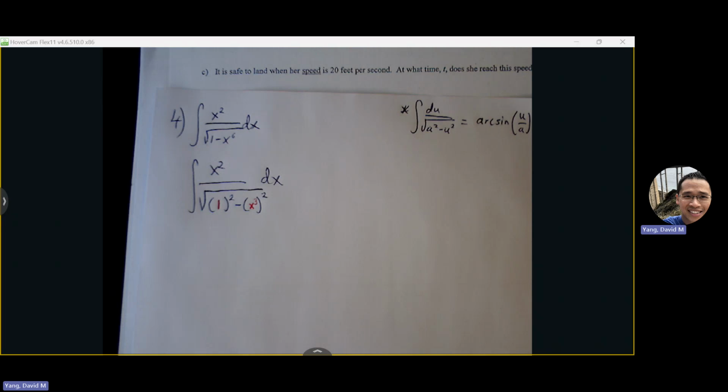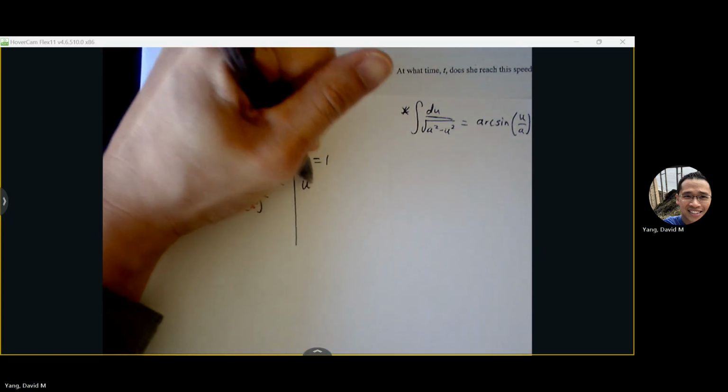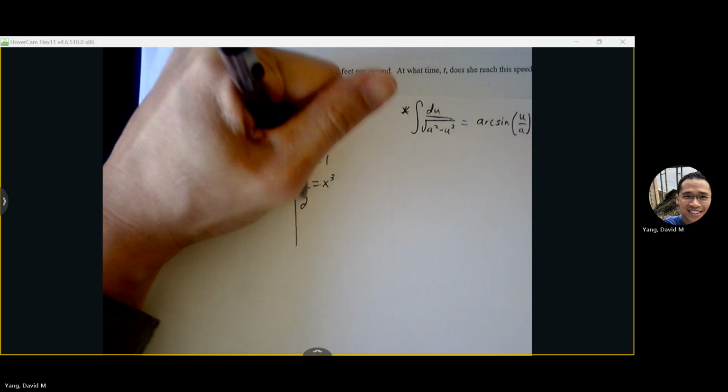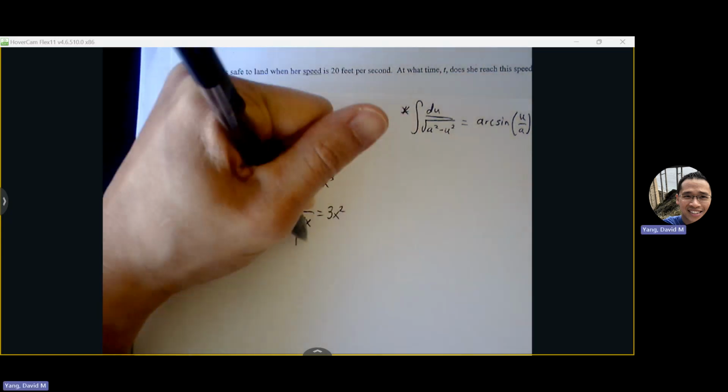So now what we see inside the parentheses are our A and our U value. We can tell the difference because A is the constant, just numbers, and U has the variable in it. So A is 1, U is x cubed, and the derivative is 3x squared.